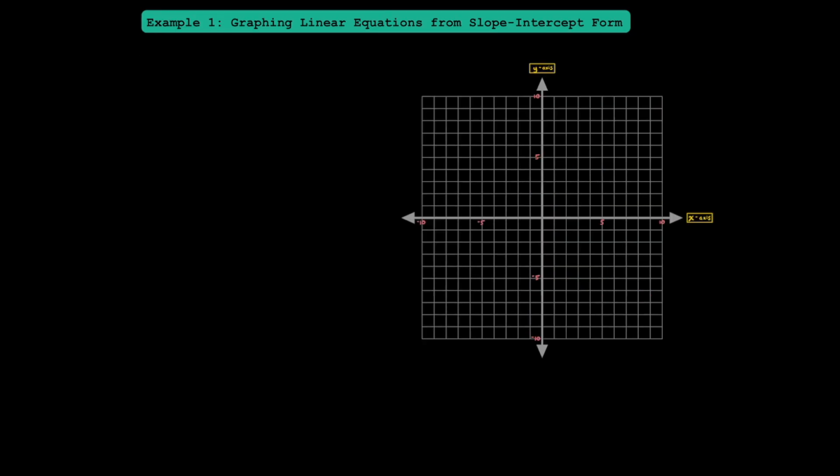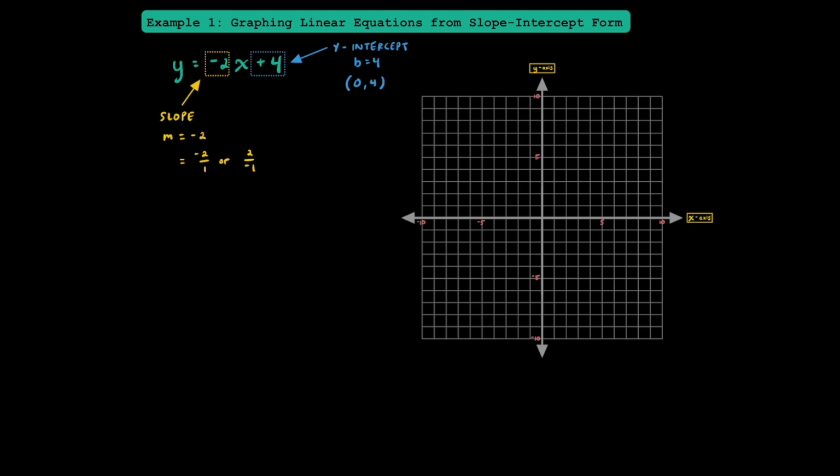Let's get to work. In example 1, let's practice graphing equations when we're given slope-intercept form. Let's try an equation where we have y = -2x + 4. The +4 represents our y-intercept, or b. We know (0, 4) is going to be a point on the graph.